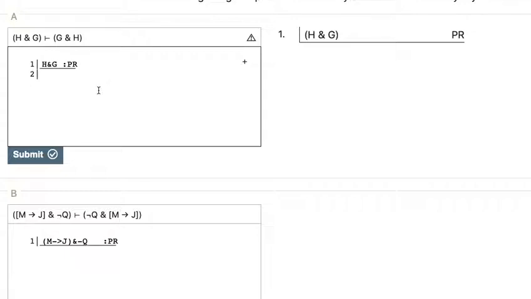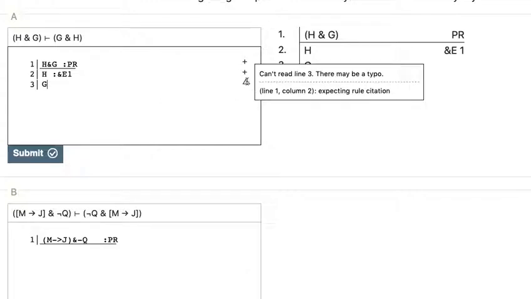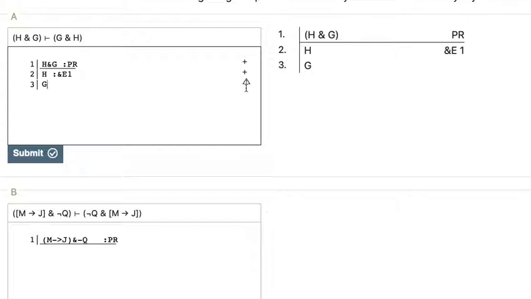So we have H and G, and we know we have the and elimination rule. If we have an and sentence on a line, we can write out either conjunct. So we can write H, and elimination 1. And notice also, if we write G, Carnap starts to say, I can't read this line. It's expecting a rule. So this little triangle with the exclamation point in it means there's something wrong with the line. It's not done yet. But again, G by and elimination on 1.